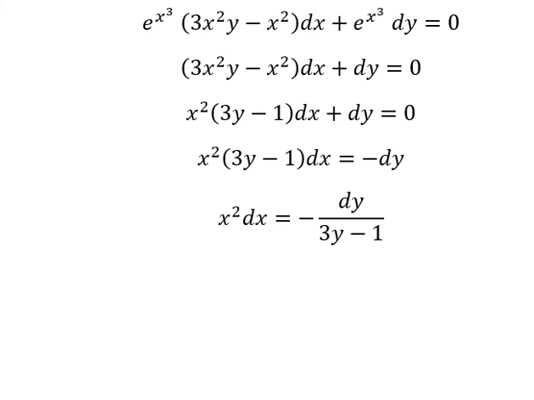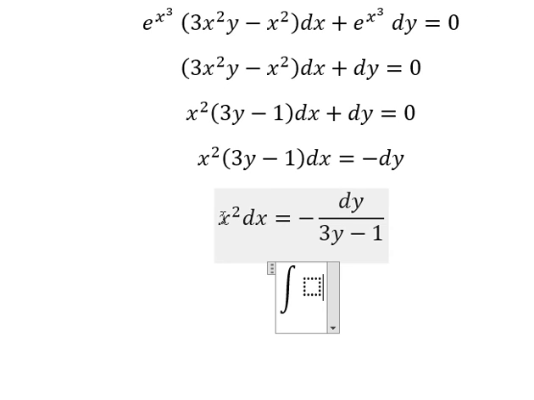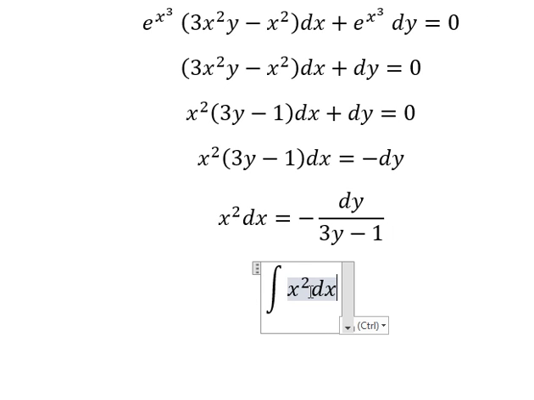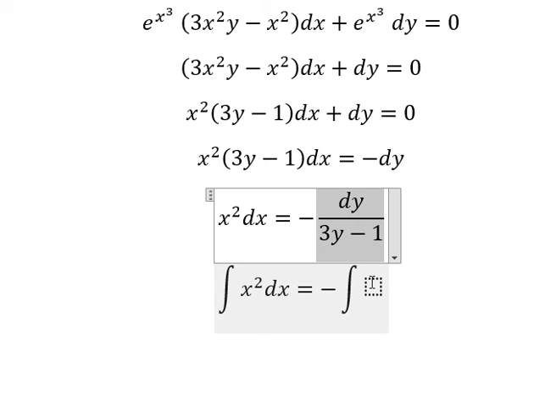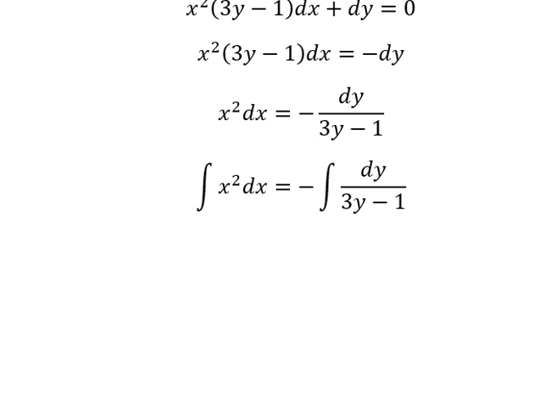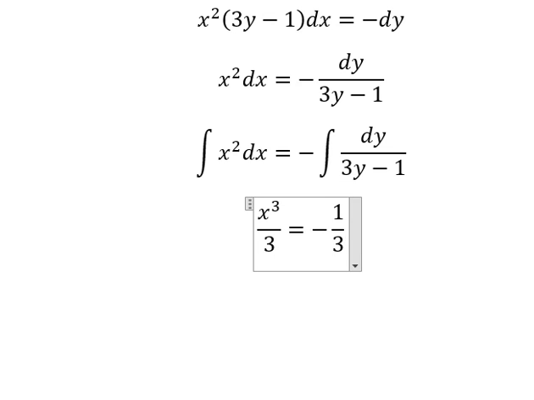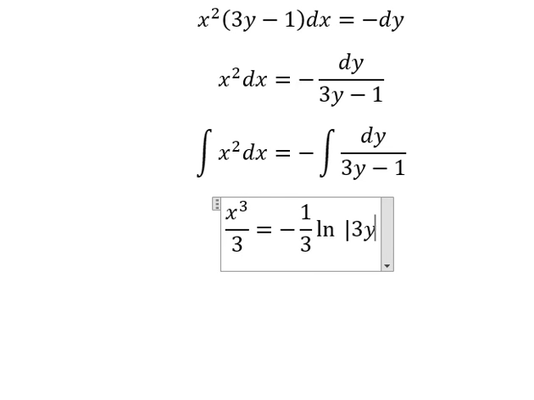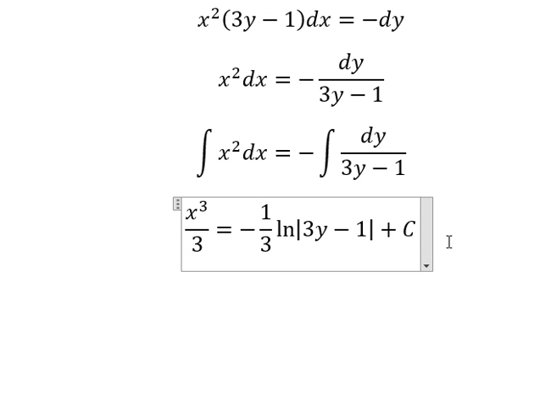Next, we put the integration for both sides. Next, the integral of s squared, we have s to the power of 3 over 3 equals negative 1 over 3 ln of 3y minus 1. And we put c in here.